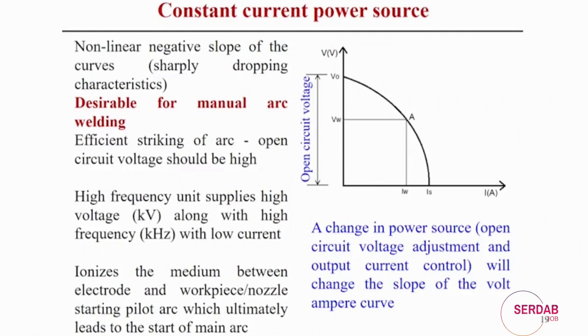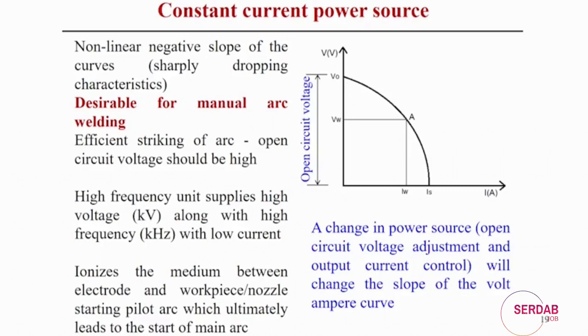It is a non-linear way, and there is a sharp dropping of the voltage with a small change in the current. So, that is called the sharply dropping characteristic of the power source. So, definitely in this case, during the welding process it is always tried to maintain the constant current, but accordingly by changing the voltage. So, this type of power source is very typically useful in case of manual arc welding process.